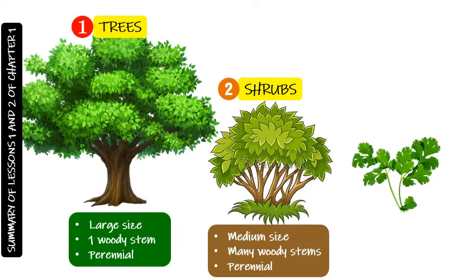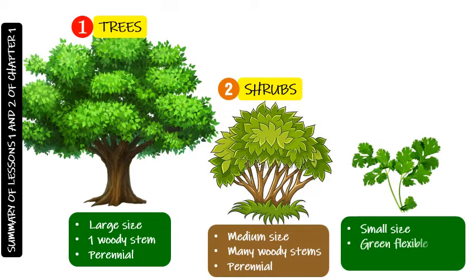Last group of plants is plants with small size, with green flexible, tender, hollow stems. These plants aren't perennial. They don't live for a long time. And these plants are considered as herbs. I gave examples of herbs with large sizes like the bamboo plant and the banana plant. These two plants are considered as herbs since they have green stems.